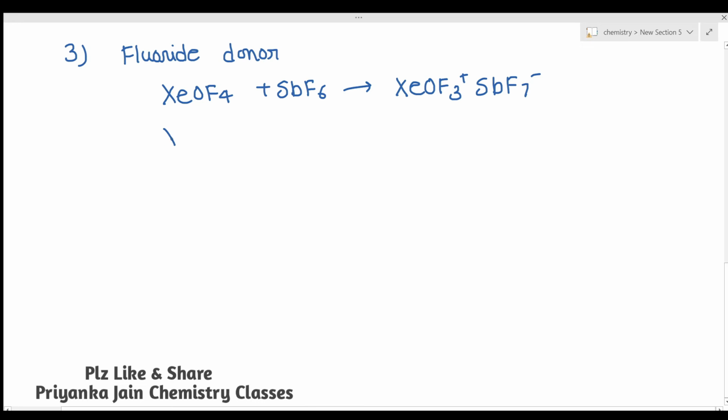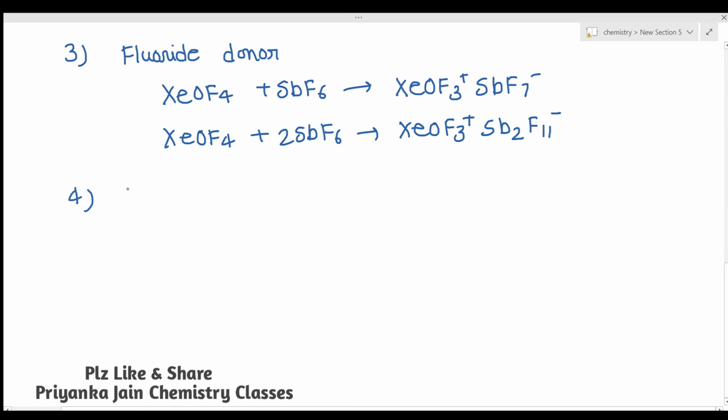Similarly, XeOF4 can react with two molecules of SbF5 and it can form the complex XeOF3 plus. In all these forms, it is acting as a fluoride donor. Here it is forming Sb2F11 minus. Similarly, it can also act as the fluoride ion acceptor if it reacts with fluoride donors like NOF. If it reacts with NOF, then what will happen?